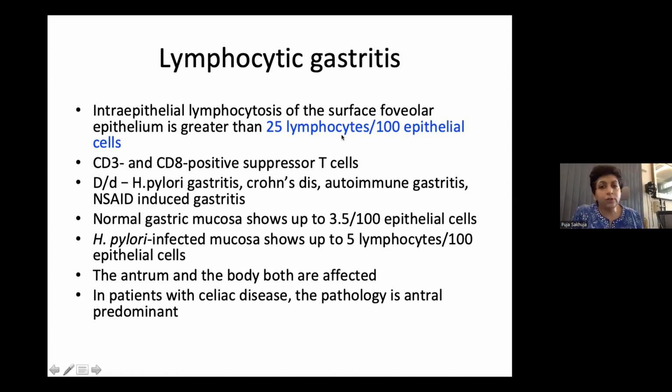We usually see intraepithelial lymphocytes of T cell type, more than 25 per 100 epithelial cells. And you can see similar morphology in other conditions such as H. pylori, Crohn's, associated with celiac disease, especially in the antral mucosa. But if you do not have any of these associations, then you can call it lymphocytic gastritis. And lymphocytic gastritis, of course, as lymphocytic colitis also, can be associated with celiac disease as well.